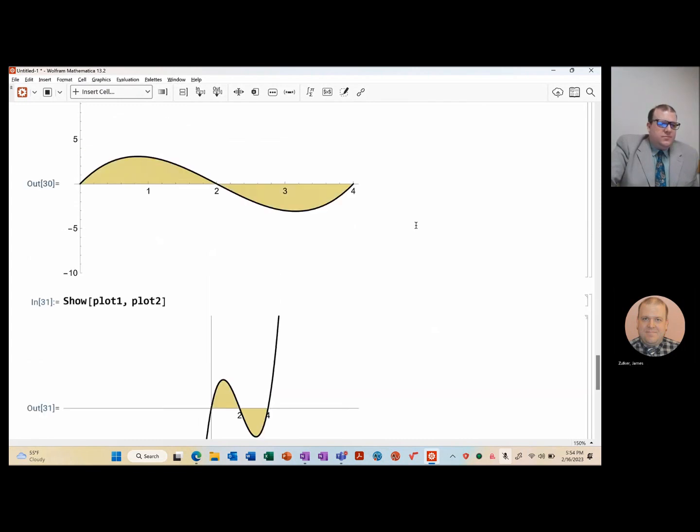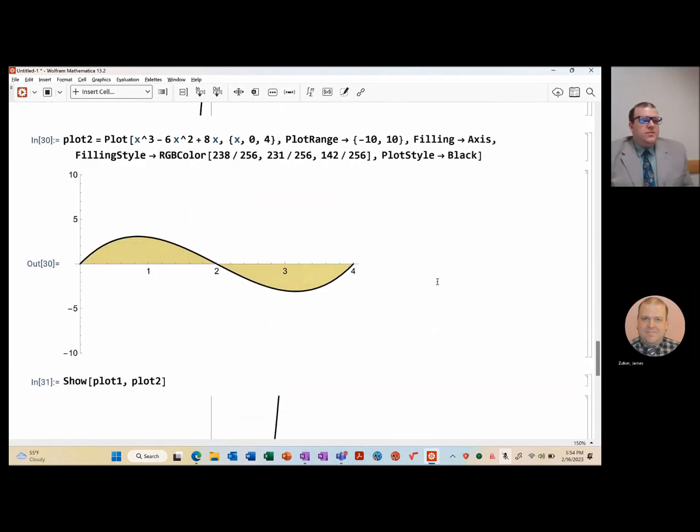You scroll up just a little bit. Since we're interested in the region between a curve and the axis, we're just using fill to axis. So I'll fill the entire region between the function and the axis.